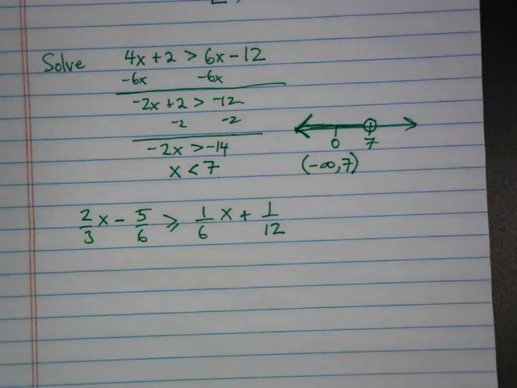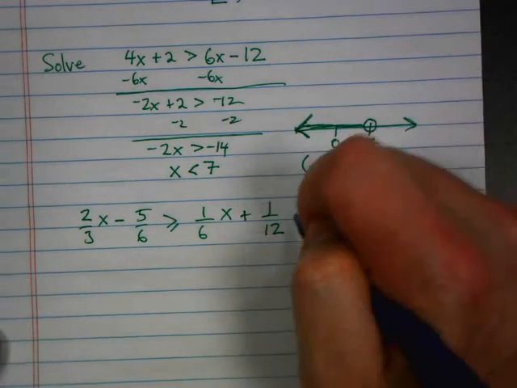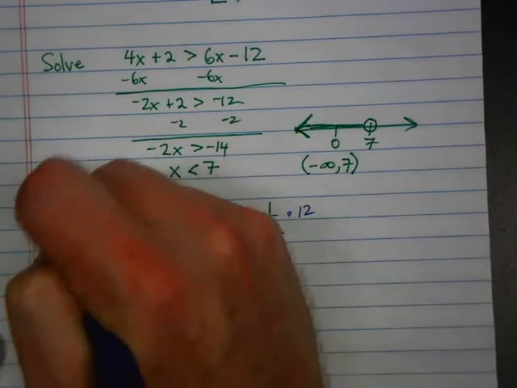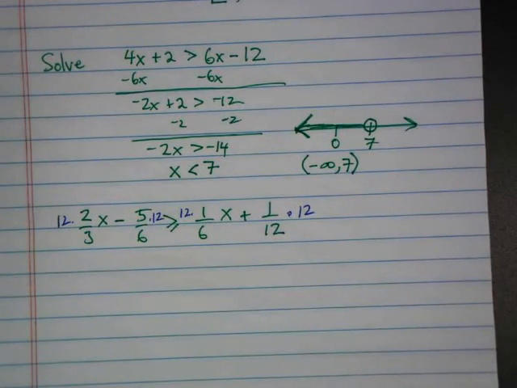What am I going to do with my LCD of 12? Well, you can multiply by 12 to cancel it out. I'm going to multiply everything by 12 to cancel out all the fractions. That's exactly what we did when we had equations. You do the same thing here. If you have fractions, don't let the fractions bother you. Multiply everything by the common denominator and make all those fractions go away.